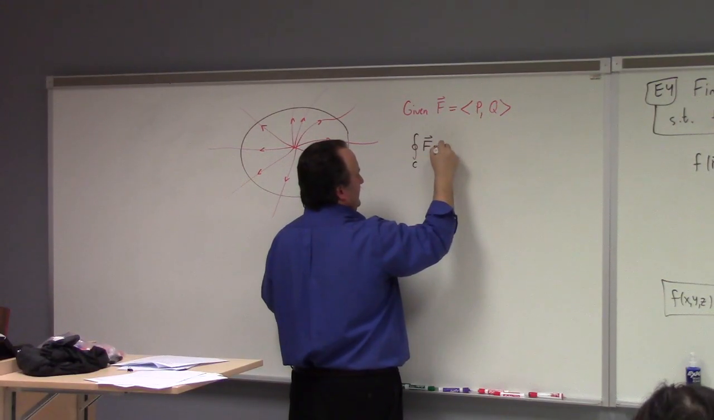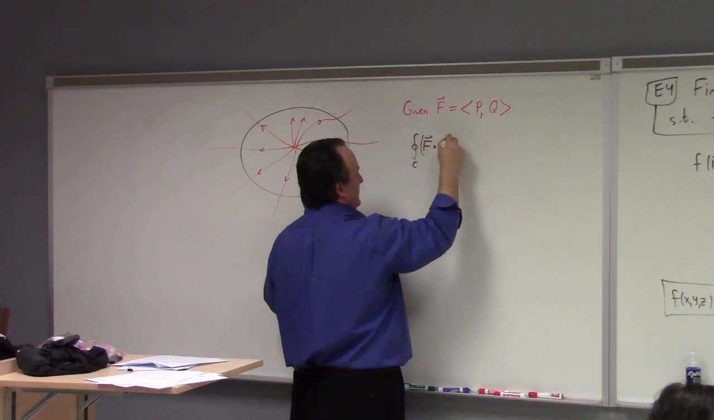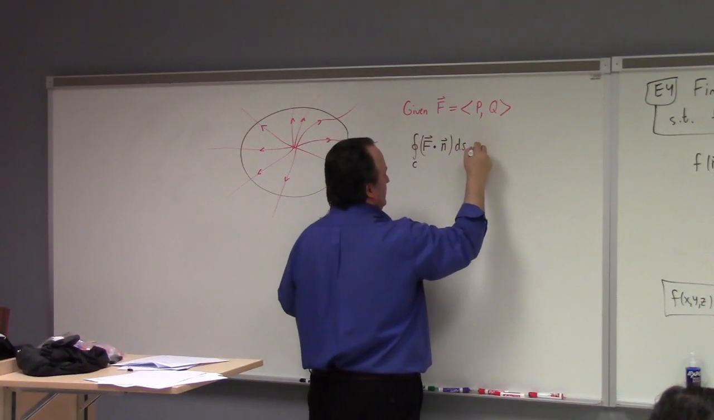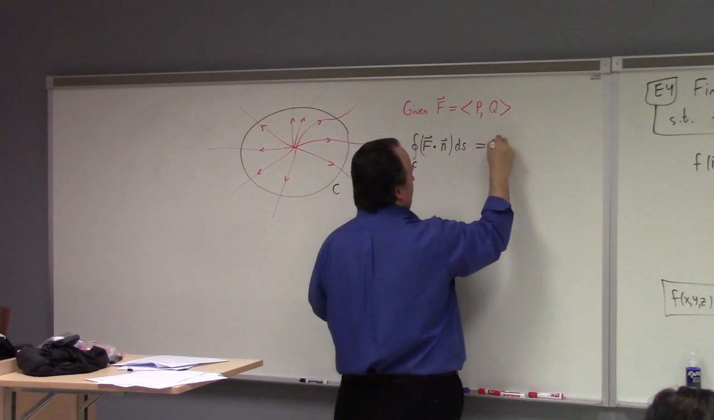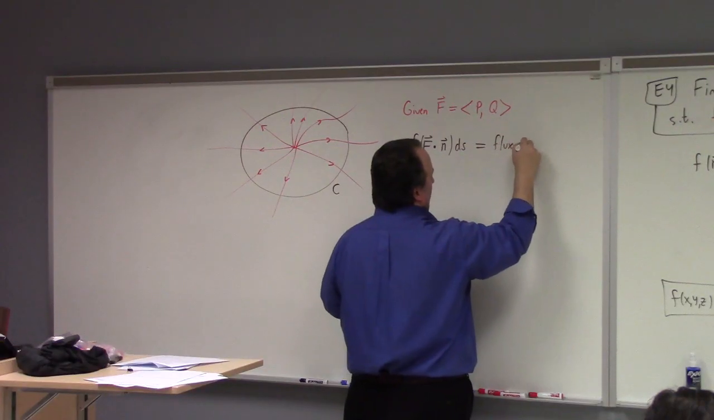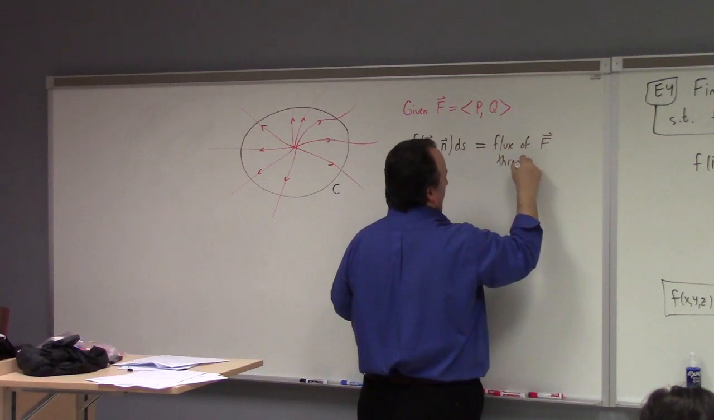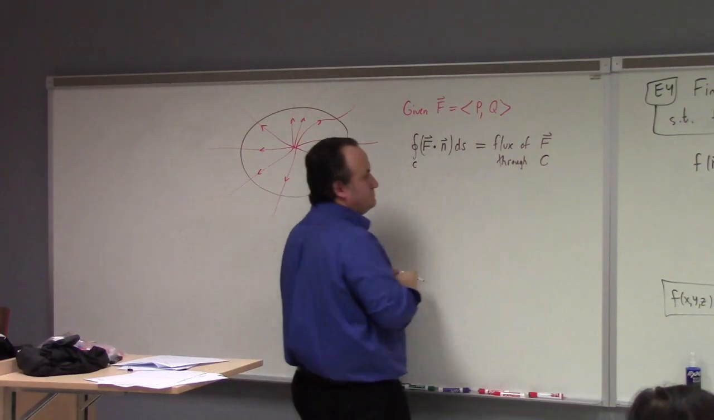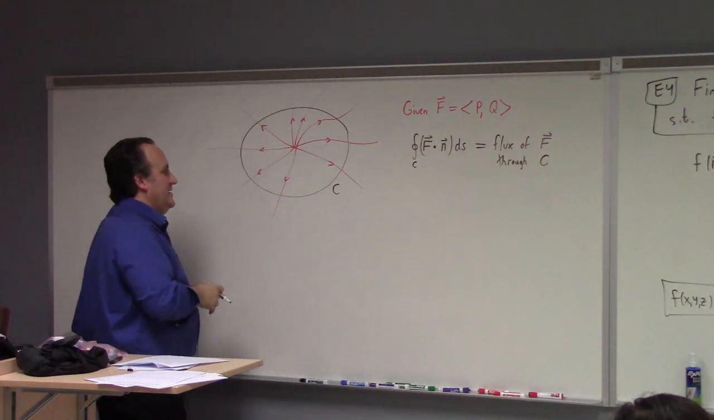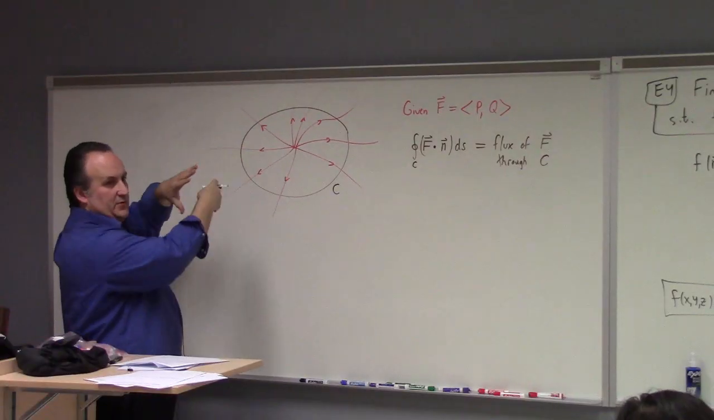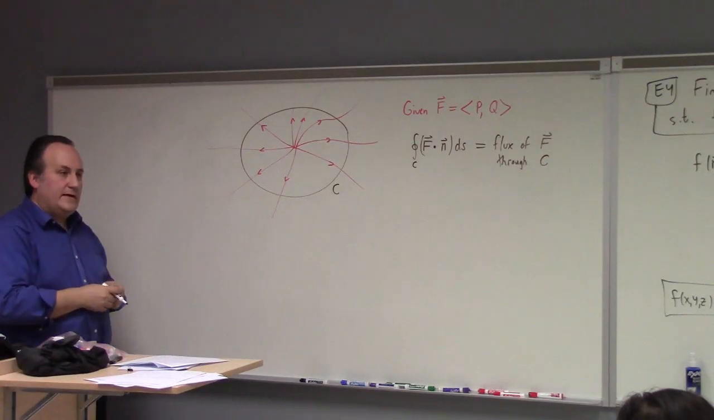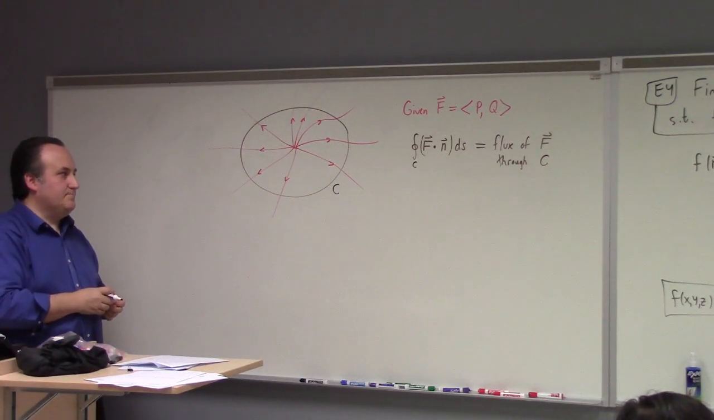Well, here's the notation. F dot n vector ds is equal to the flux of F through the curve. Essentially, it's the number of field lines that go through the curve. That's a way of thinking of it.